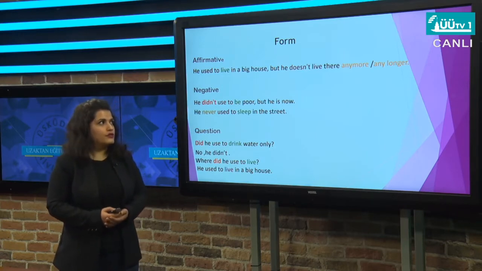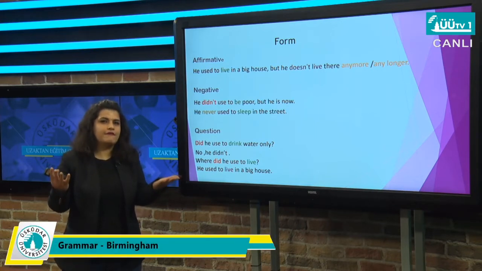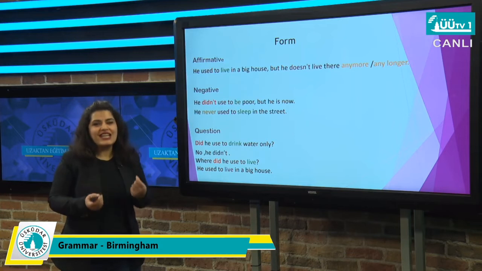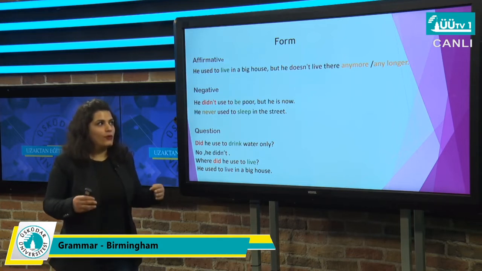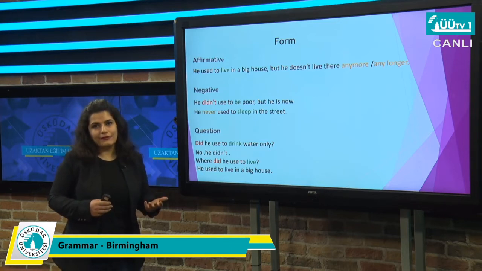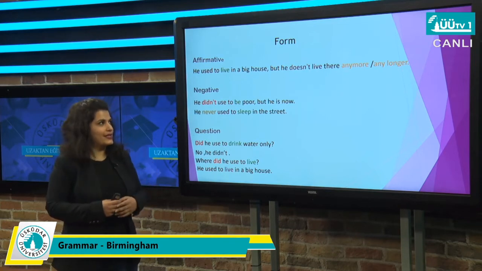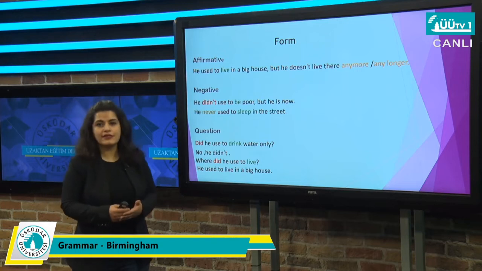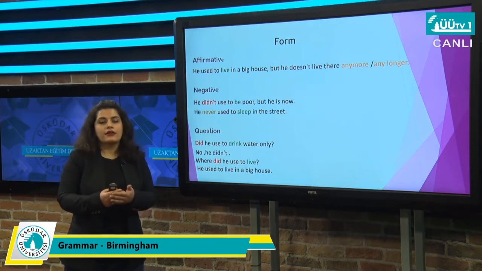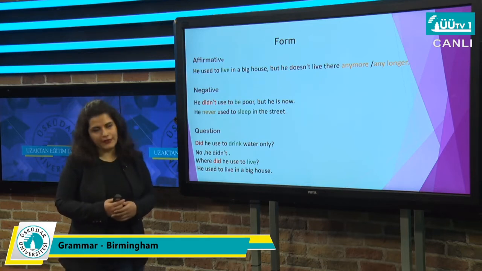So how do you show the contrast? We can say the differences between past and present. So we have to use but he doesn't live there anymore, any longer. So you can see anymore, any longer here. We mostly use anymore, any longer in the simple present, and also in negative sentences. Okay, this is about affirmative sentences. Affirmative sentence means positive sentences, if you don't know the meaning of affirmative.